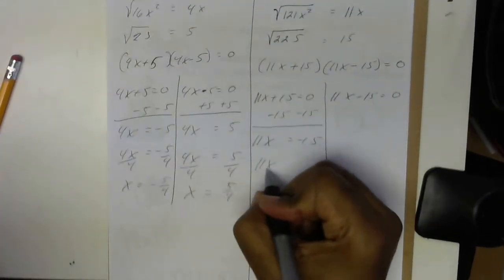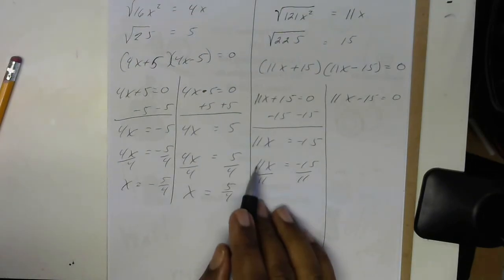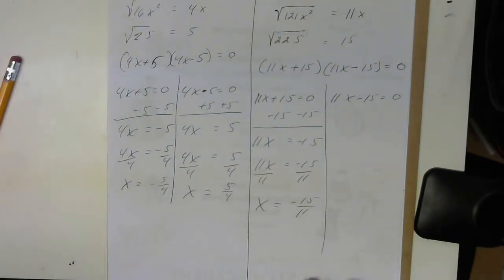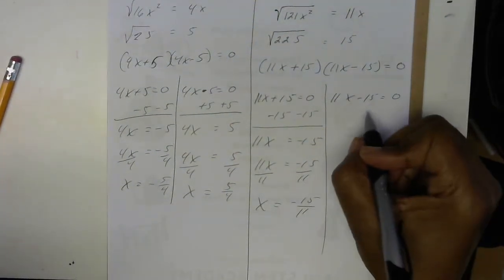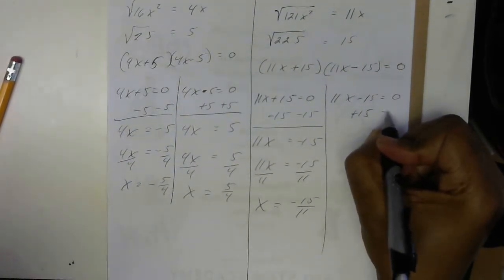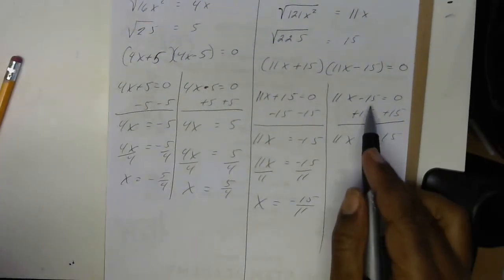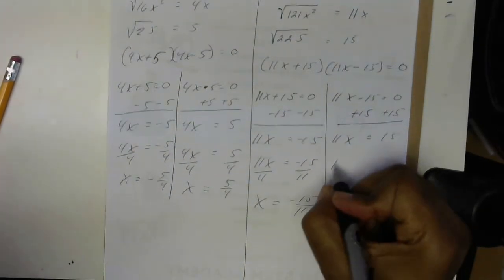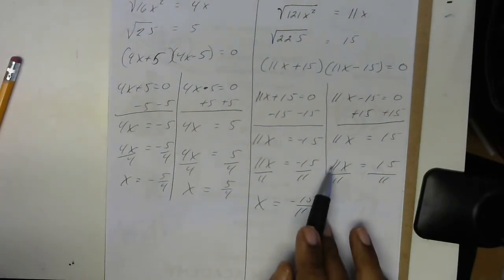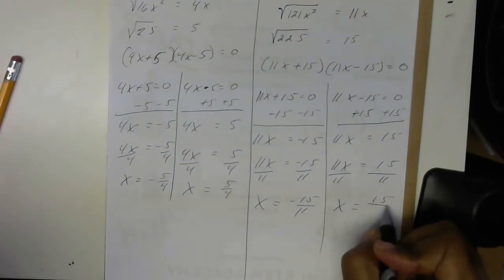Now, I want to take my 11x, which equals negative 15, and I'm going to divide both sides by 11. Divided by 11 gives me a 1x. And on the other side, it gives me a negative 15 over 11. On this side, the problem is worked out very similarly. We add 15 to both sides, and we end up with 11x equals 15, because these 15's cancel. We're going to take the 11x equals 15 and divide both sides by 11. Dividing by 11 on both sides gives me a 1x here, and over here it gives me 15 over 11.